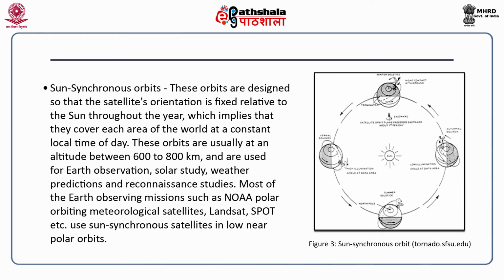These orbits are designed so that the satellite's orientation is fixed relative to the sun throughout the year, which implies that they cover each area of the world at a constant local time of day. These orbits are usually at an altitude between 600 to 800 kilometers and are used for Earth observation, solar studies, weather predictions and reconnaissance studies. Most of the Earth observing missions such as NOAA polar orbiting meteorological satellites, Landsat, SPOT etc. use sun synchronous satellites in low near polar orbits.